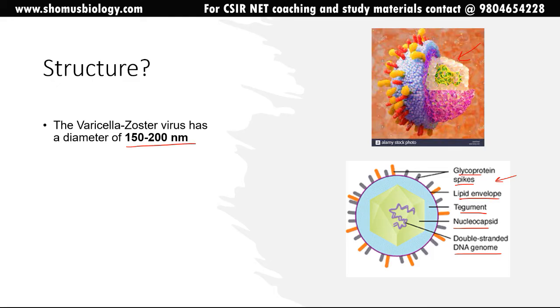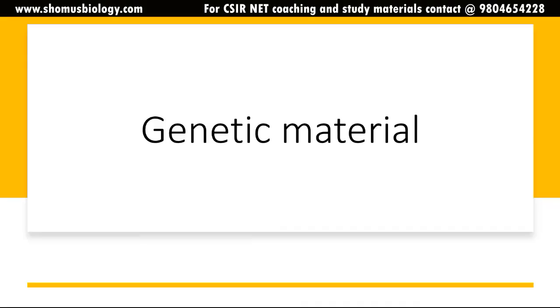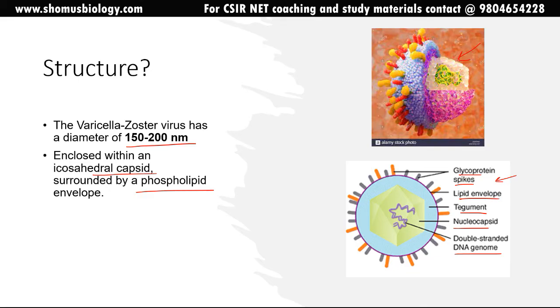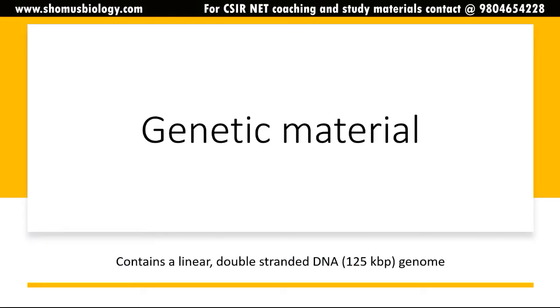It is 150 to 200 nanometers in diameter, so it's a bigger virus, enclosed within an icosahedral capsid surrounded by a phospholipid envelope that we have already talked about. Its genetic material is a single linear double-stranded DNA with 125 kilobases as a genome. So double-stranded DNA as a genetic material is kind of new, because we talked about the RNA viruses till now.